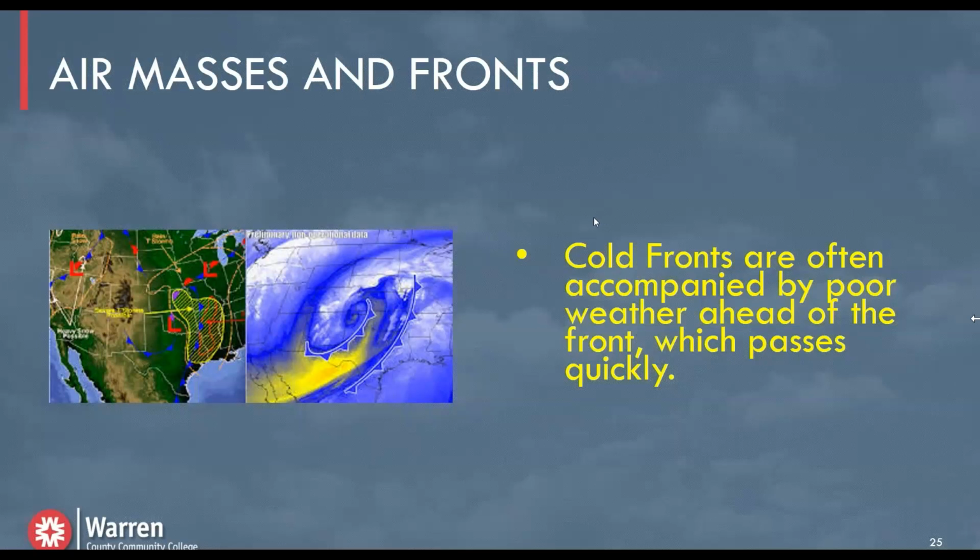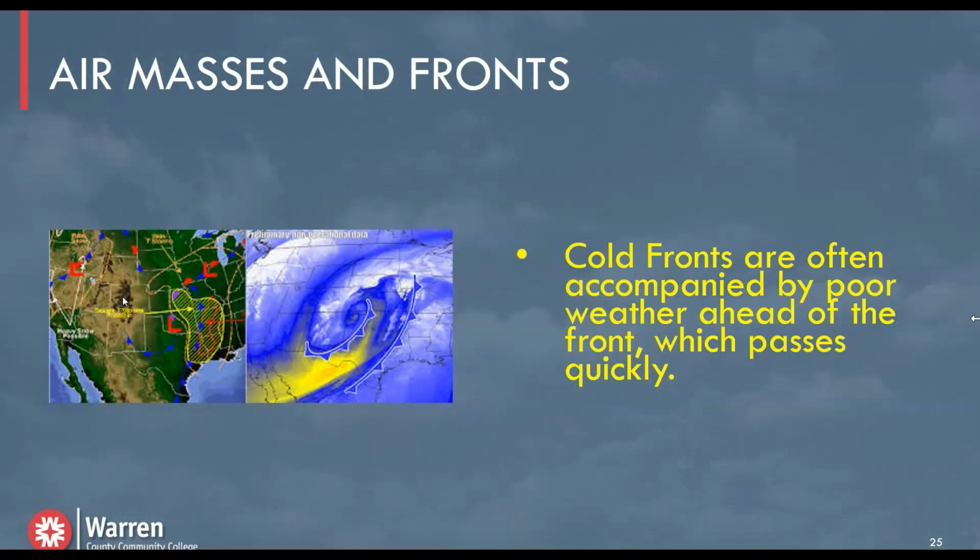So you also want to know that cold fronts are often accompanied by poor weather ahead of the front, which passes quickly. Okay, so you know this again. Let's try to remember. When the cold front comes in, it's pushing underneath, because it's colder air, underneath higher warmer air. So the warmer air is going up, the colder air is staying close to the ground, and it's going to come in and it's going to have poor weather ahead of the front, but it's going to pass quickly.